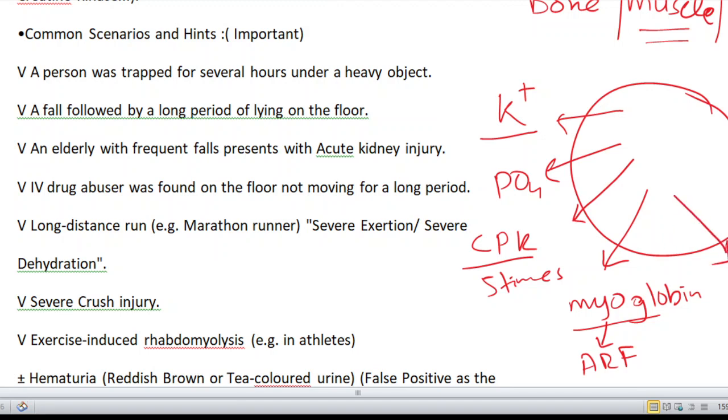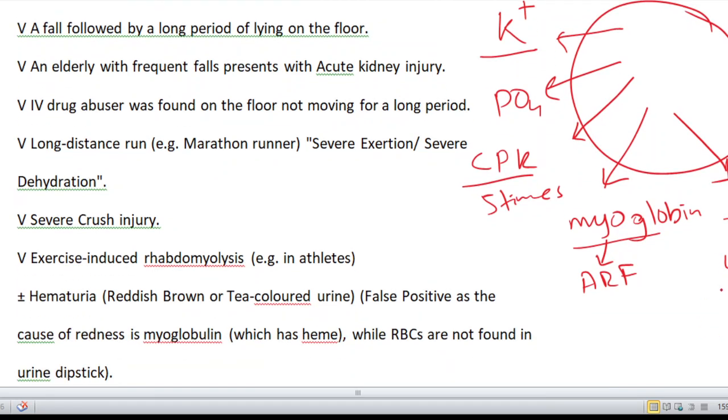And the next one is the nucleoli or nuclei. These nuclei will be metabolized into uric acid, and the patient will have hyperuricemia.